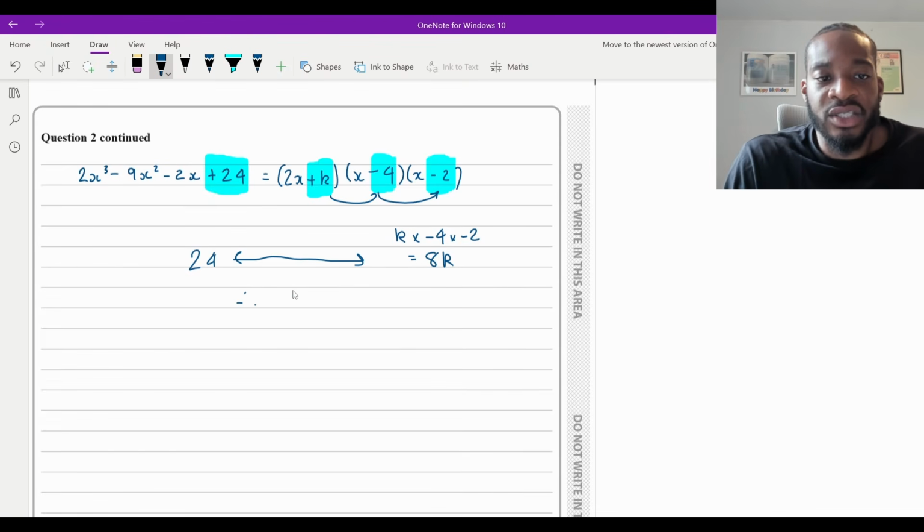So I'm going to say that 8k is equal to 24. Therefore, k is going to equal 24 over 8, so k is equal to 3. And therefore, your final answer for f of x in factored form is going to be 2x plus 3, then x minus 4, and then x minus 2.